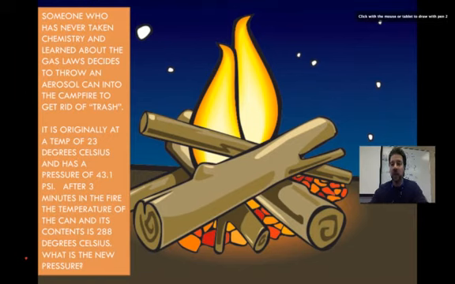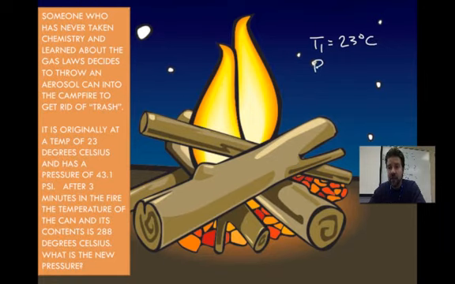Okay, so what I want to do then is take apart the scenario and write what each of the variables is going to be. So let me find an appropriate color here. White's going to work against this background. So we have initial temp of T1, and the temp was 23 degrees Celsius. So 23 degrees C. We have a pressure, a P1 at that point, of 43.1.